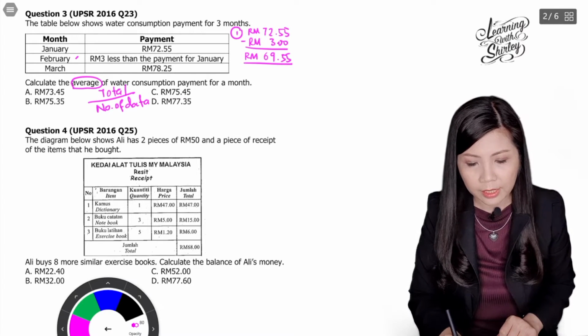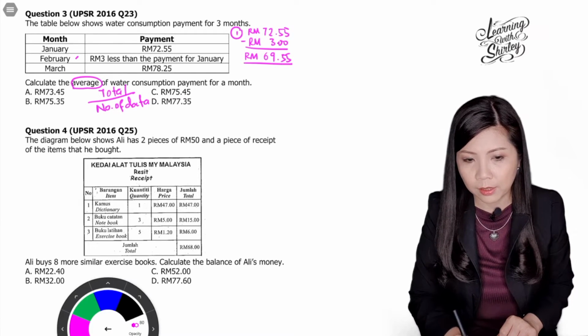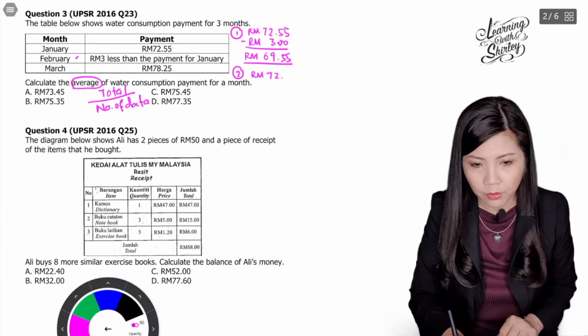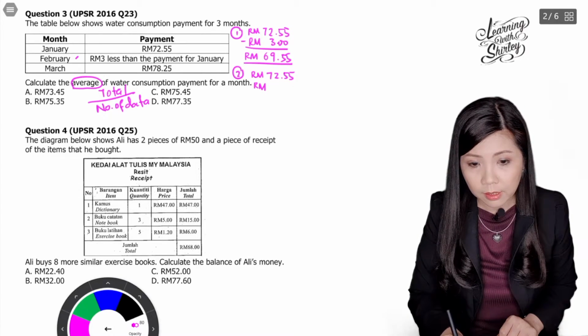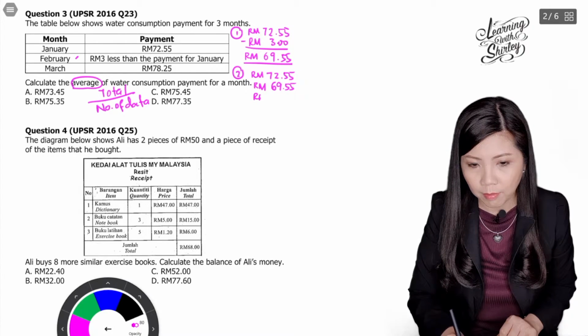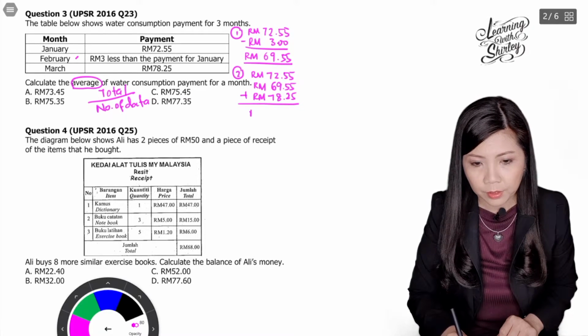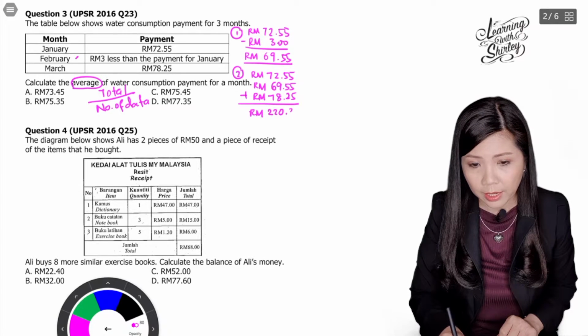The next step is to add up all the 3 months to find the total. So the second step is to add up everything. 72 ringgit 55 cents plus February, which is 69 ringgit and 55 cents, plus March, which is 78 ringgit and 25 cents. We add them up to find the total. So the final total is 220 ringgit and 35 cents.